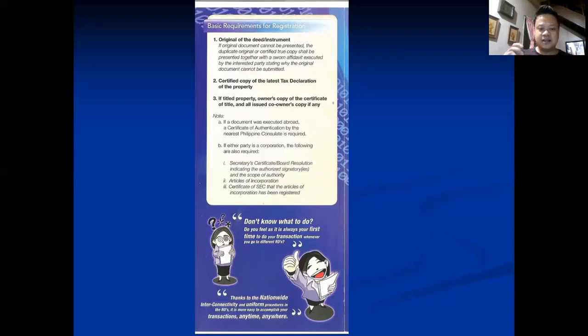Likewise, if you are the buyer, it is far important that you also have a certified copy of the articles of incorporation and the certification from the Securities and Exchange Commission that the articles of incorporation has been registered. Okay? So itong brochure ng LRA is very, very helpful.